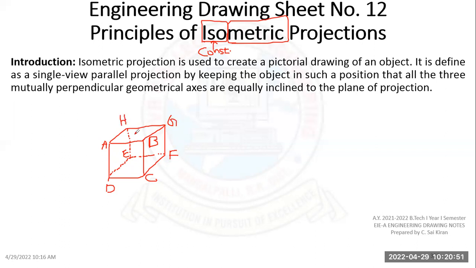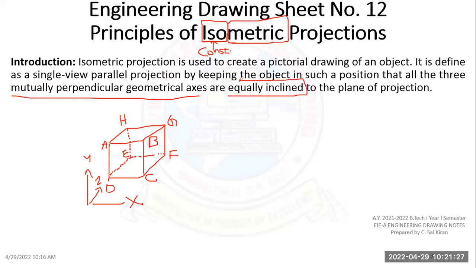Okay. So here, if you see, we gave the x-axis. Here we gave the y-axis. And here we gave another axis, Z. Okay. So there are three axes in order to draw a 3D object. If you are drawing only a 2D object, you will be using only X and Y. Because you are drawing 3D objects and you want to make it isometric, make sure that it has mutually perpendicular geometrical axes, and they should be equally inclined. They should be equally inclined.